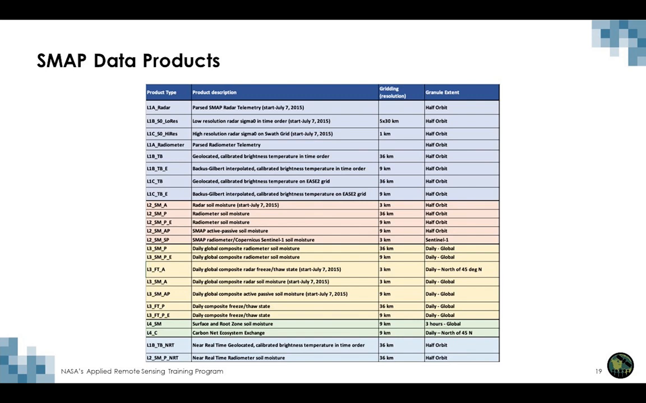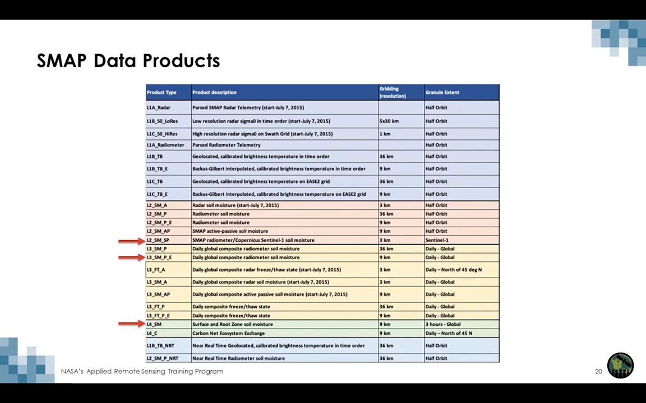And finally, the level 4 products are the model derived products. In this case, they're model derived products of root zone soil moisture. So that is soil moisture at the 1 meter depth at the root zone level. A model is used that determines or estimates what the soil moisture is 1 meter down. And there's also another level 4 product, which is carbon net ecosystem exchange.